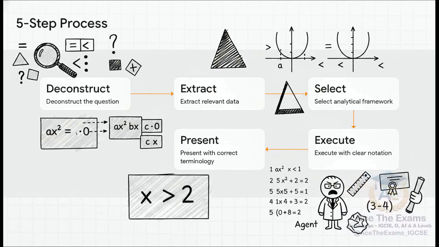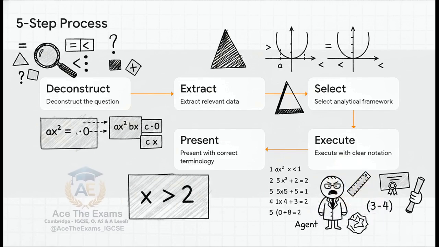Step 3. Select the analytical framework. Are we looking for intersections? Are we looking for tangents? This entirely dictates whether your discriminant is set to be greater than, equal to, or less than 0. Step 4. Execute with clear notation. Listen to me, this is where Agent Sam usually fails spectacularly. You must write out the inequality perfectly, line by line, maintaining absolute algebraic discipline, no skipping steps.